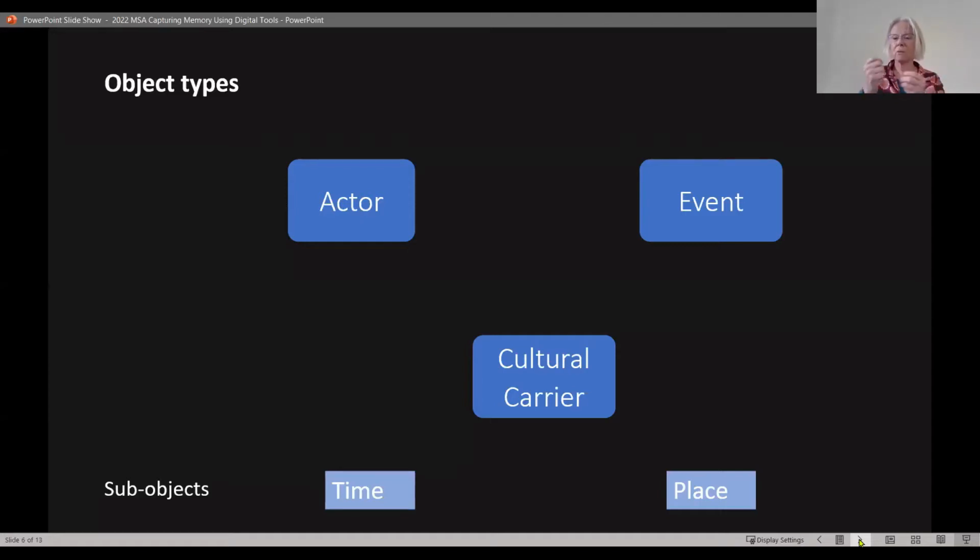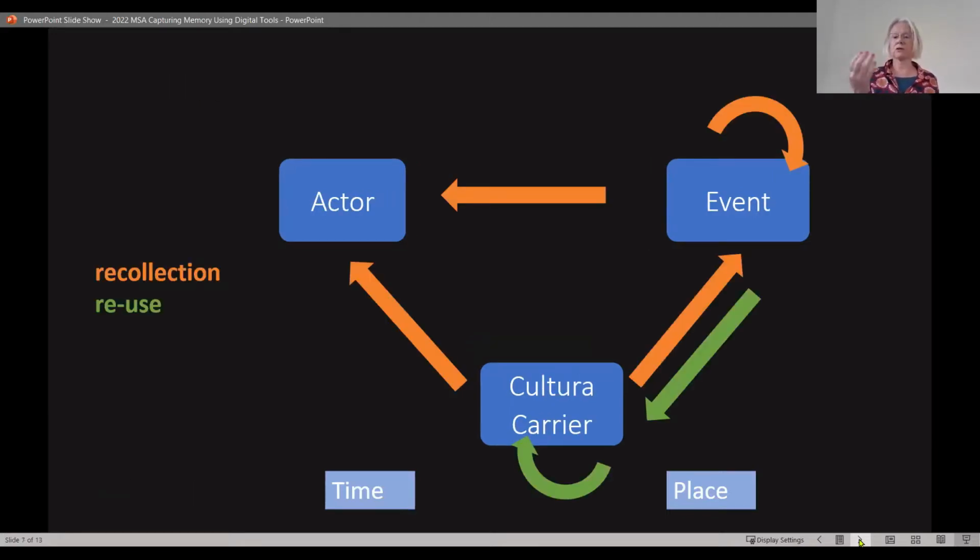That can be an event, but it can also be an actor, but it can also be a cultural carrier. So you begin to see that we can establish different sorts of relationships between our objects, all of which are always also encoded for time and place. We have these different sorts of relations, and this is just giving you some of them: ones which are based on recollection, so a cultural carrier remembers an actor or remembers an event, but also based on reuse, where a new cultural carrier reuses or remediates an older one, or where an event, for example a protest event, reuses a cultural carrier, for example by singing a song. So we have multiple sorts of relations that we want to set up.